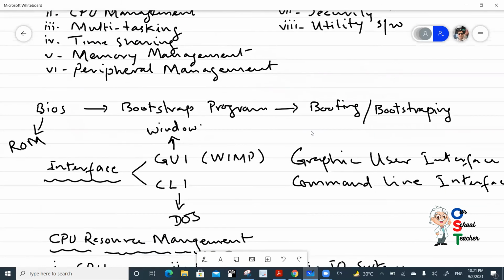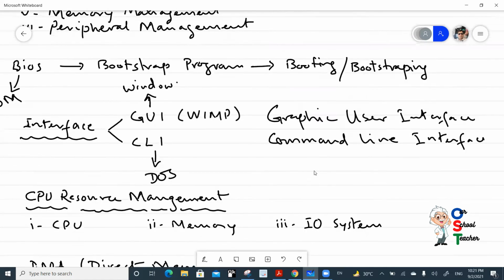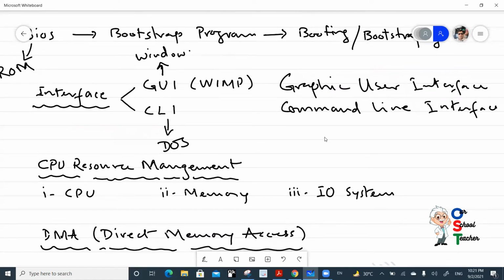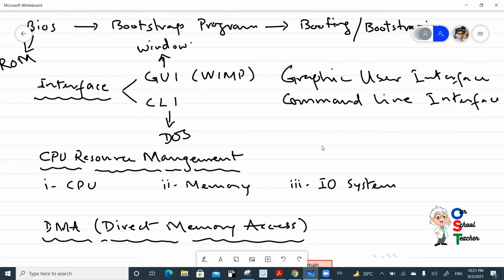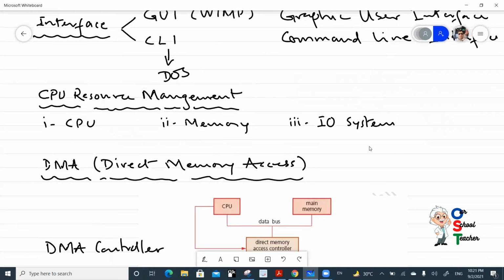Then we saw some basic concepts. What is BIOS, what is bootstrap program, and what is booting. We saw that the bootstrap program resides on BIOS, and is responsible to load the operating system from secondary storage to memory. Then we saw some concepts of functions of operating system. We saw interface, what is interface, its types, and what are CPU resources. Then what is CPU resource management?